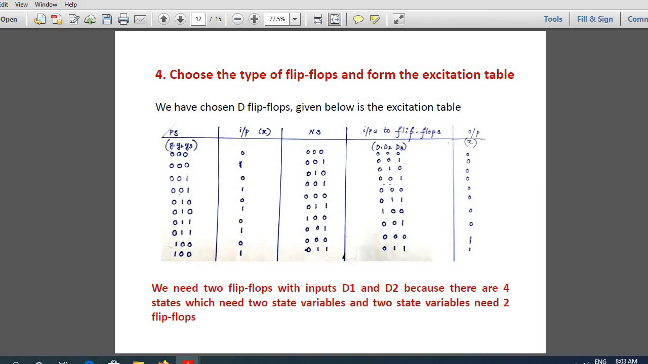Now what is the next step? The next step is choosing the type of flip-flops for the excitation table. If nothing is specifically asked, it's always easy to go for D flip-flop. But if some other flip-flop has been specifically asked, you have to go for it. Okay, so in your excitation table, what do you write? You write the present state first, then the input, then the next state, the inputs to the flip-flops, and the output.